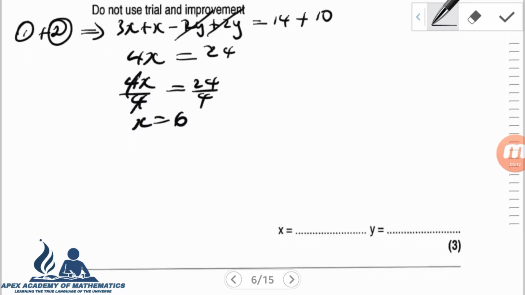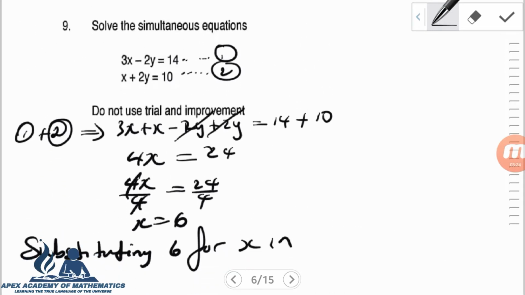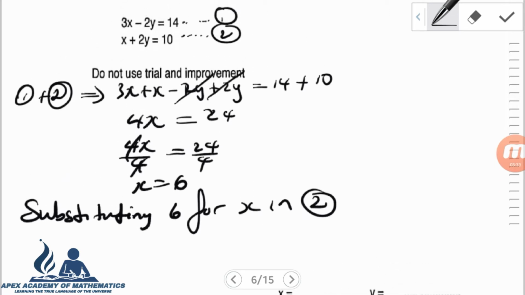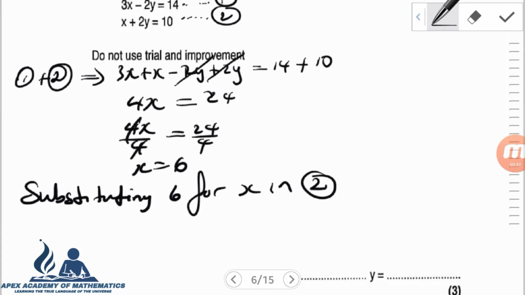Okay, so substituting 6 for x in, I'm going to choose equation 2. Why equation 2? Simply because the coefficients are small and easier to manipulate. But you can choose equation 1 if you like. It's going to be the same result.